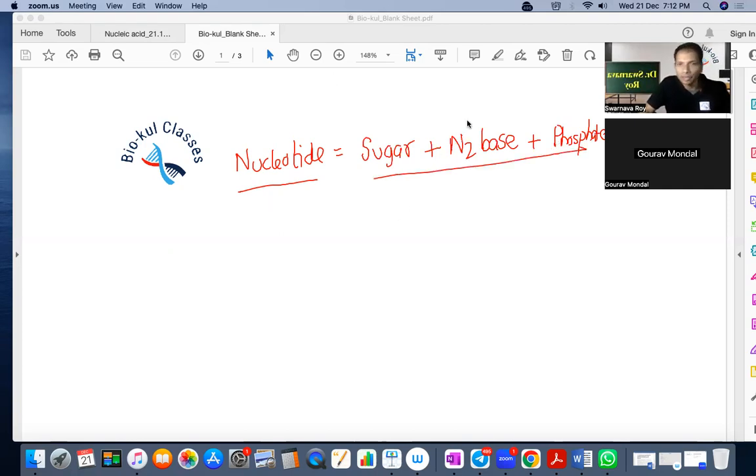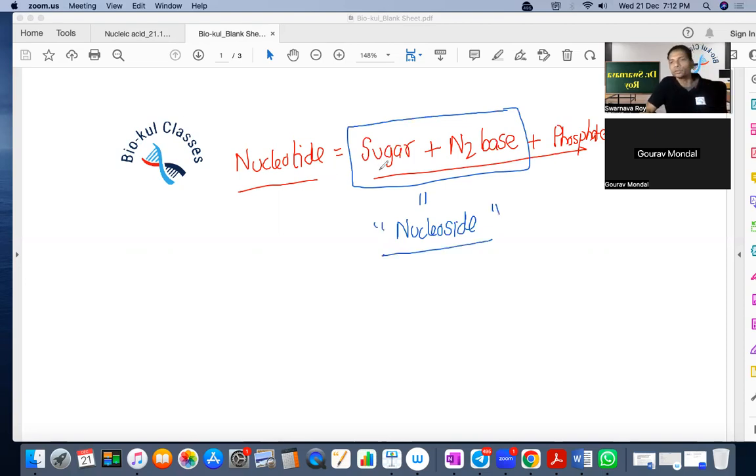Now, if we take these two components, sugar and nitrogenous base, any idea what this is called, Gaurav? Sugar and nitrogenous base is called a nucleoside. If you add a phosphate, it becomes a nucleotide. DNA and RNA are polynucleotides. That means many of these nucleotides join by a sugar phosphate backbone. We'll talk about all those things in detail.